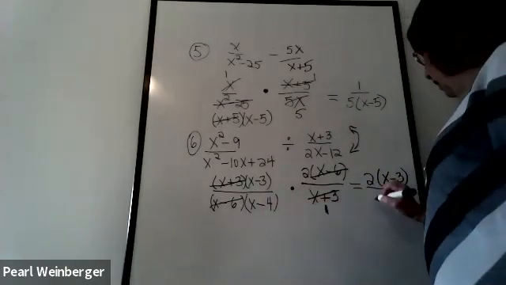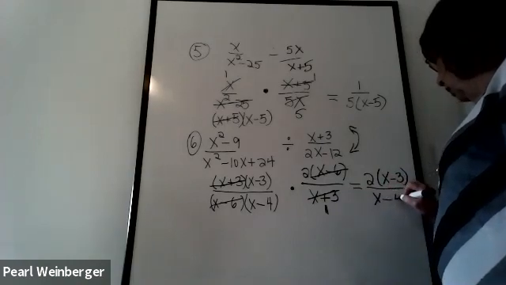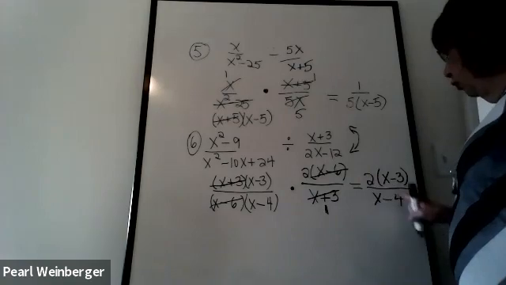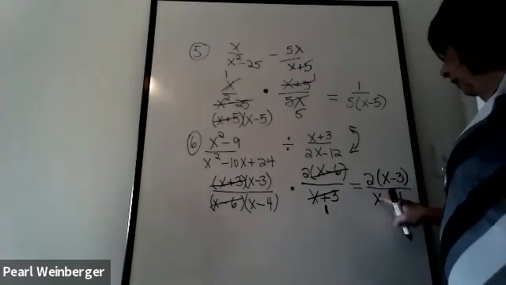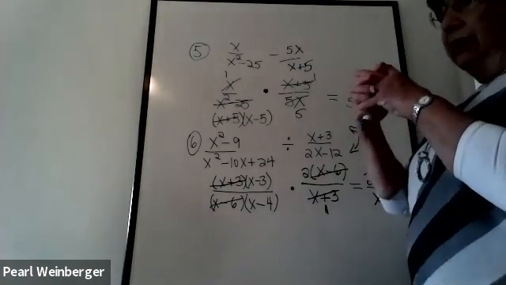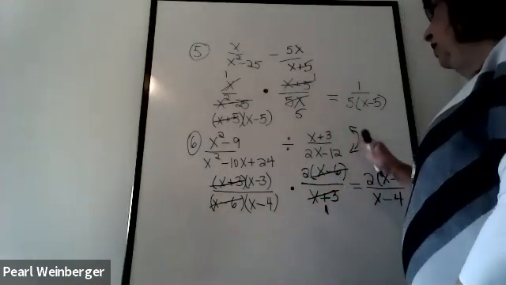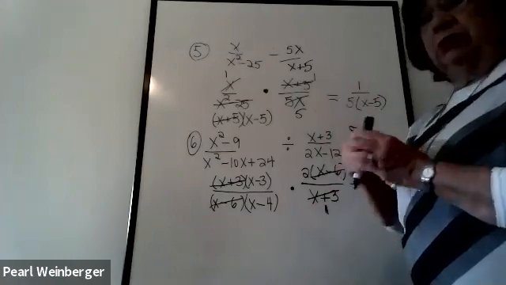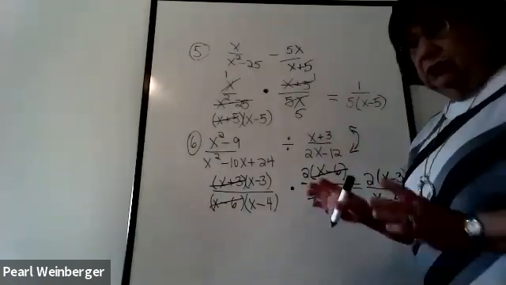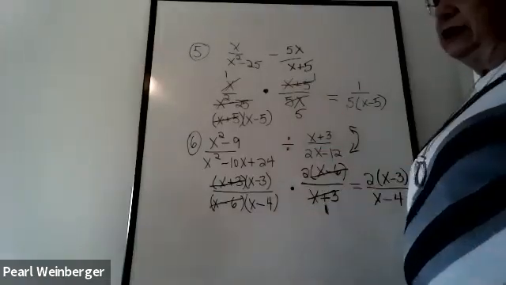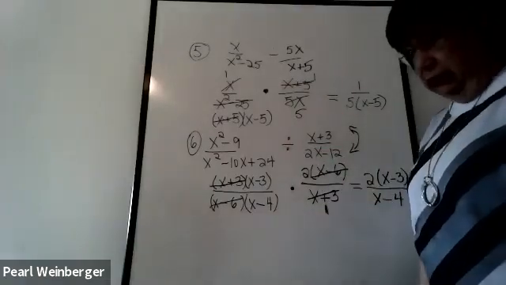And the bottom, all I have is an x minus 4. Don't make the mistake of trying to cancel this 2 with this 4. This 4 is part of the x minus 4 that cannot be taken apart. The only thing that can be taken apart are monomials. Polynomials cannot. Each parenthesis has to be treated as a unit.